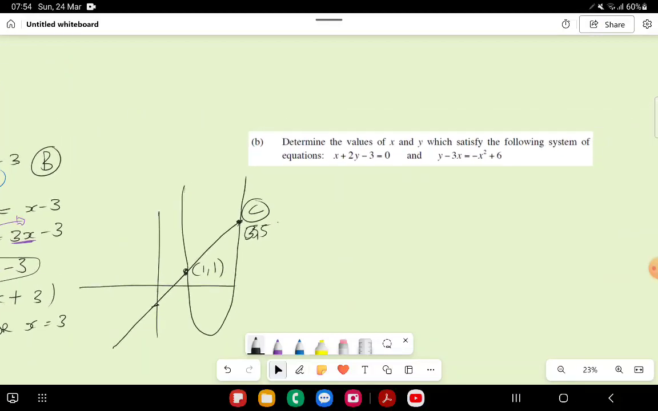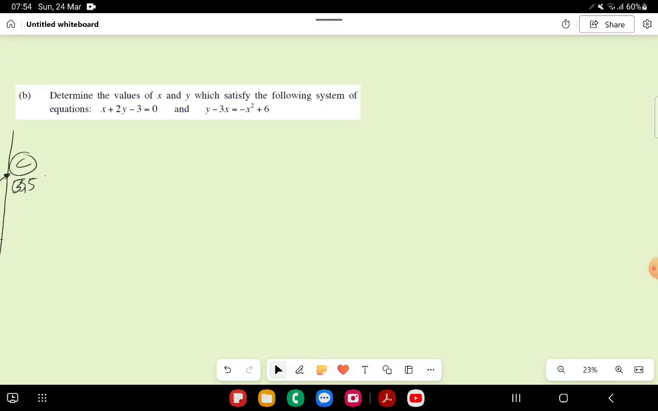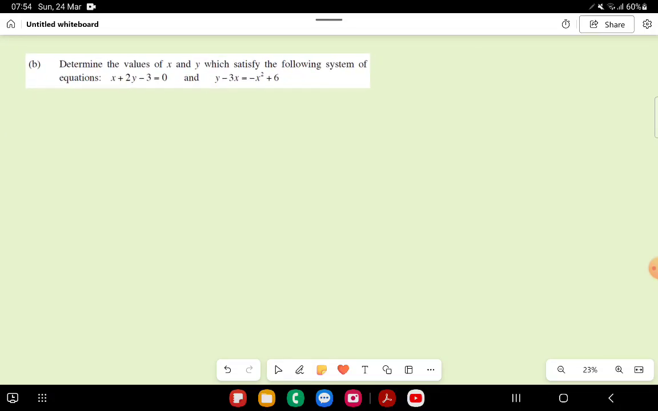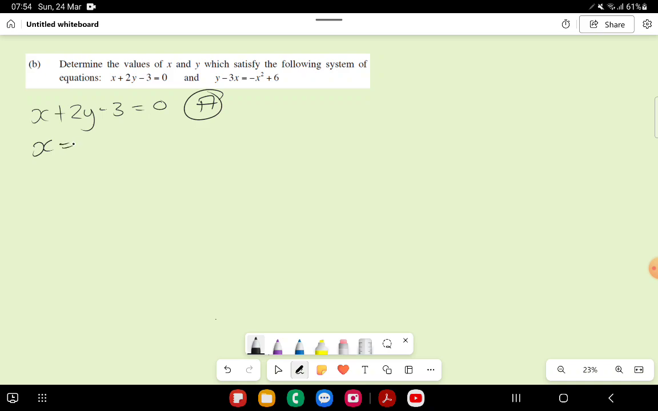Okay, let's do question B. So for question B, let's move you over so you have a clean slate. There we go. Question B again, we're doing simultaneous equations. So equation A is x plus 2y minus 3 equals 0. This is equation A. Now we can write this in terms of x or in terms of y, right? Since y is 2, I'm going to write it in terms of x. So I'm going to say x is equal to minus 2y plus 3. That's equation C. I took this over to the other side.